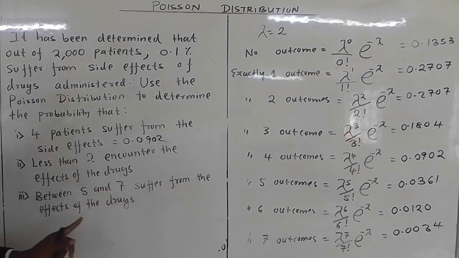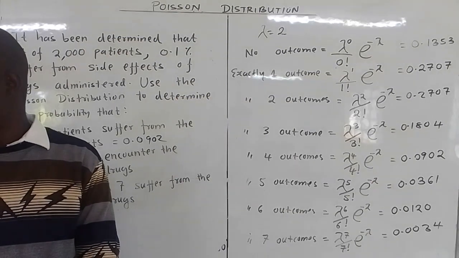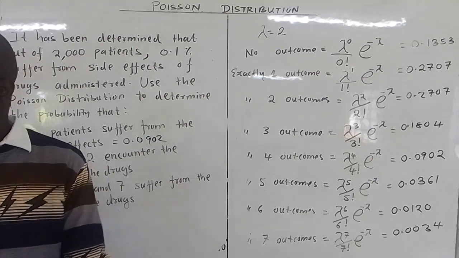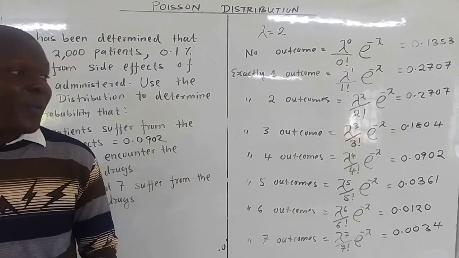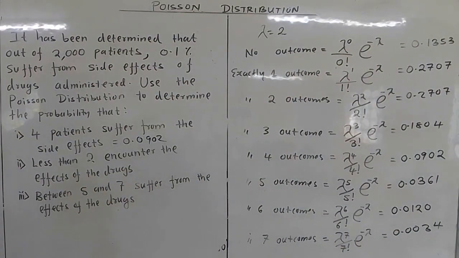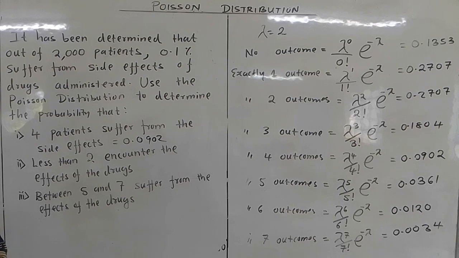Between 5 and 7 suffer from the side effects. So between 5 and 7 meaning either 5 or 6 or 7, isn't it? When you are dealing with probabilities, when you hear the word between, without the term exclusive, then it is always inclusive. When they say between 5 and 7 in bracket exclusive, it means you exclude 5 and 7. When they don't use that term exclusive, the whole of that range is considered. Are we together?